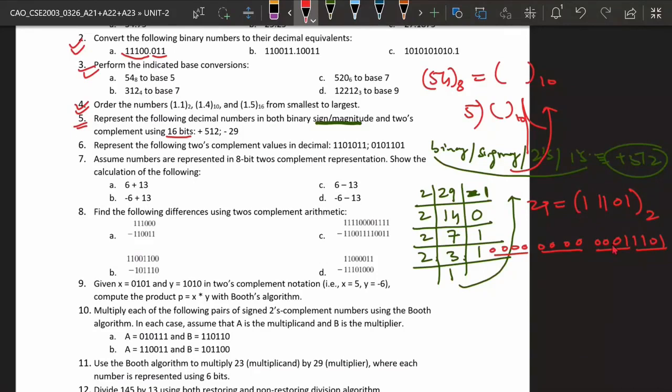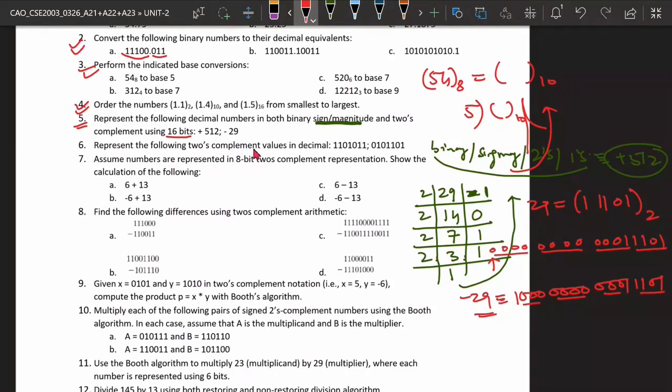Similarly, if you want to convert this 29 to negative, -29, the MSB bit indicates the sign. If it is -29 in sign magnitude, the MSB will be 1, and all the other bits will be the same. So this will be 1 1 1 0 1, then 4, 8, 12 and 16. So this is -29. Only the MSB bit is 1, and it will be equivalent to -29.